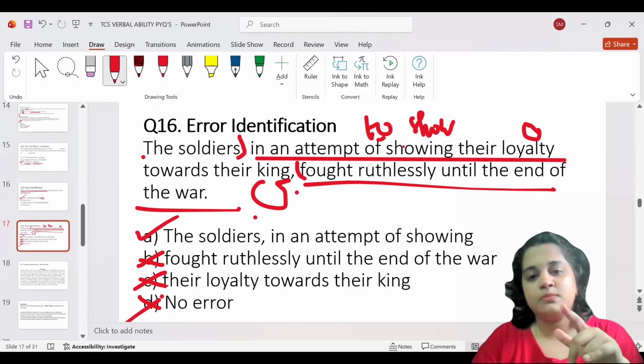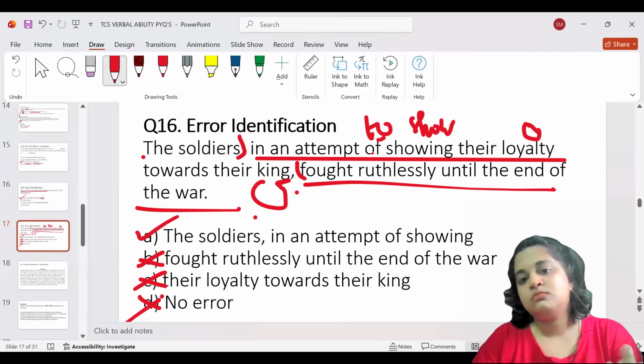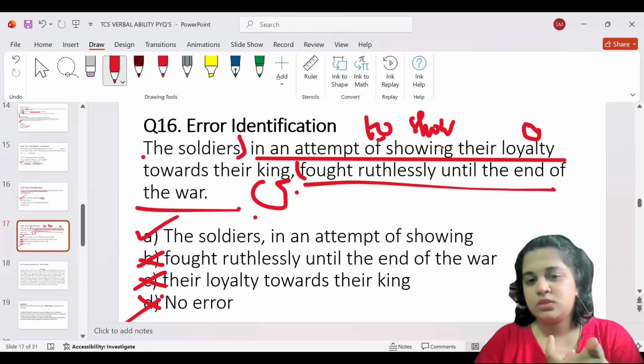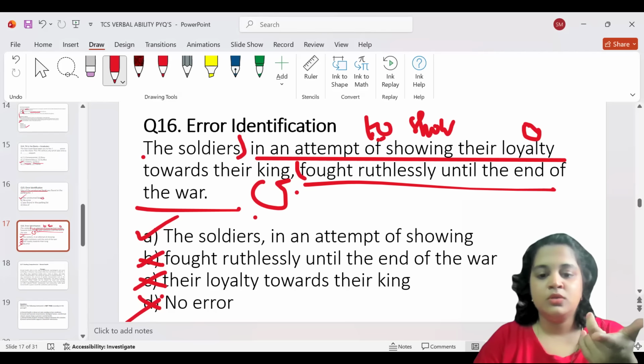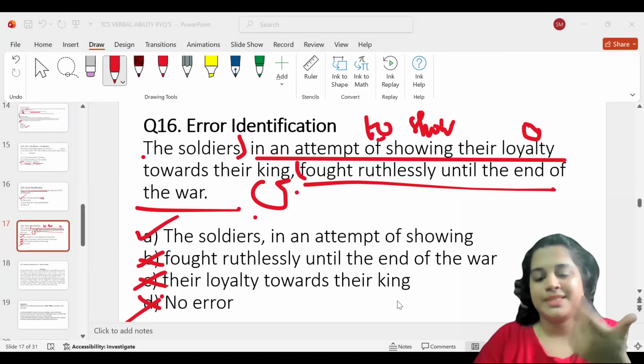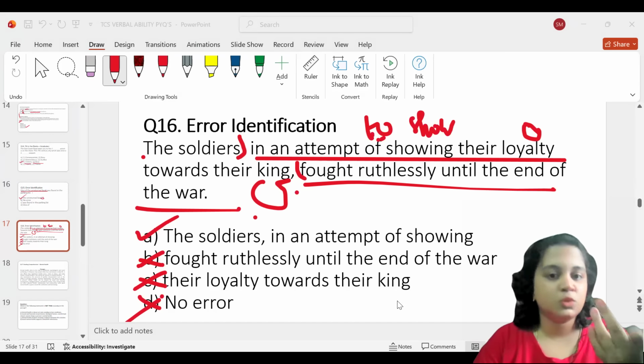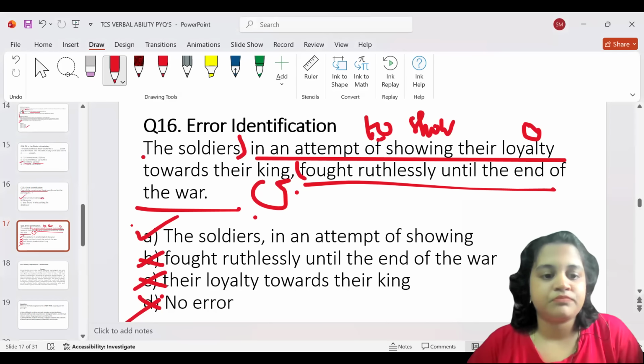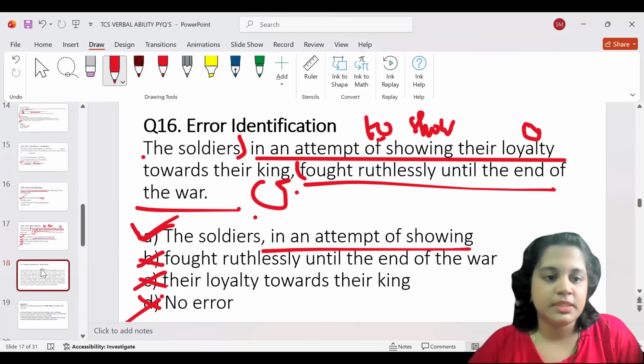So this becomes like the preposition plus the verb plus the ing. So that is not correct. So after attempt, we use the infinitive to plus the verb. So that is the proper explanation for this. I hope it's clear. Let us go to the next one. So option A is the correct answer for question number 16.